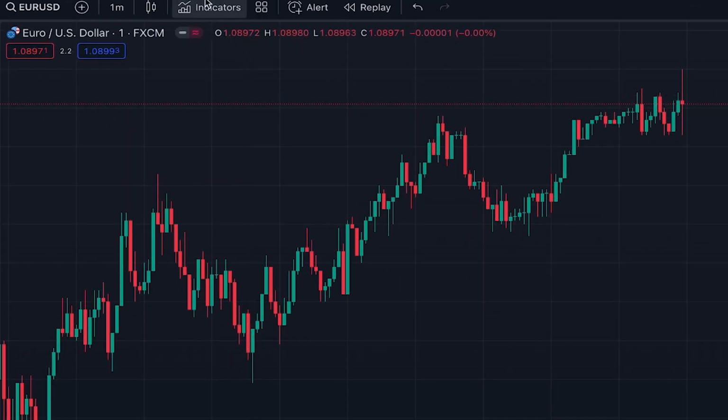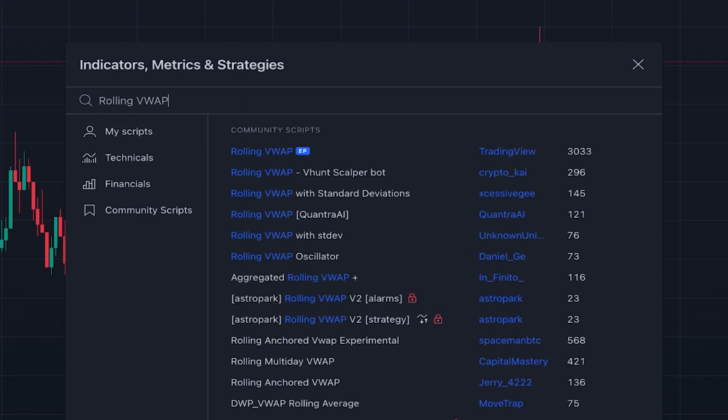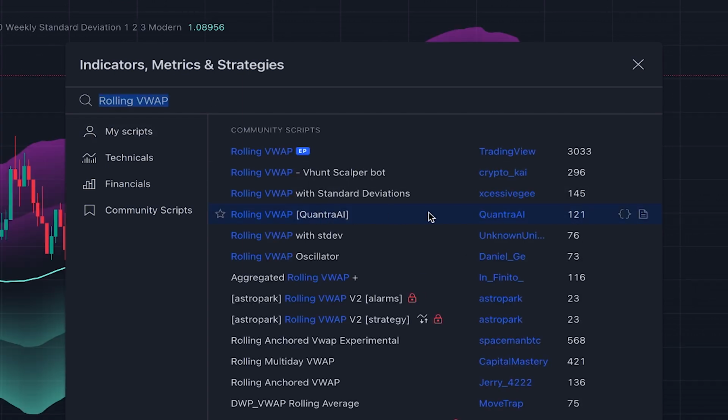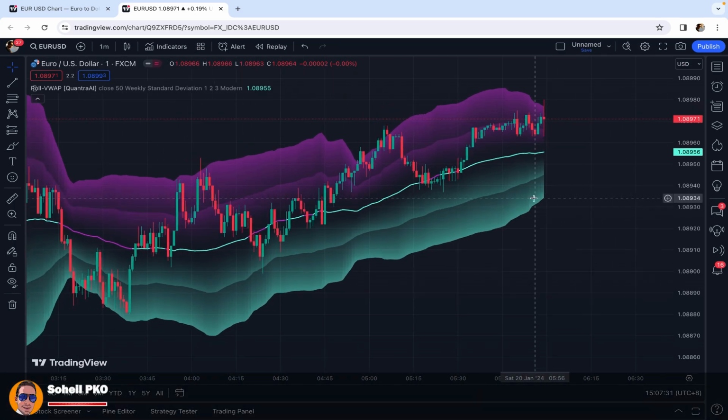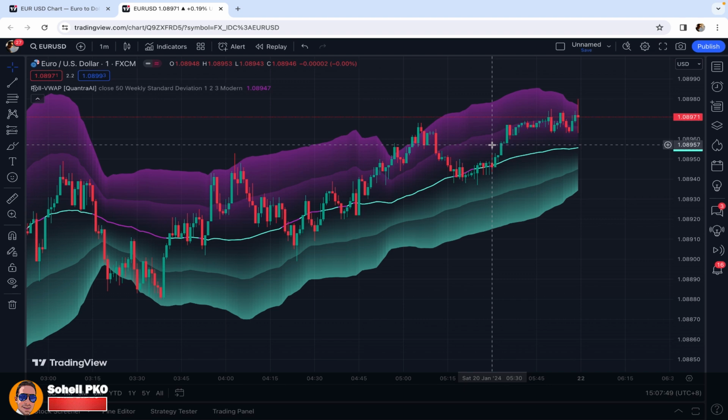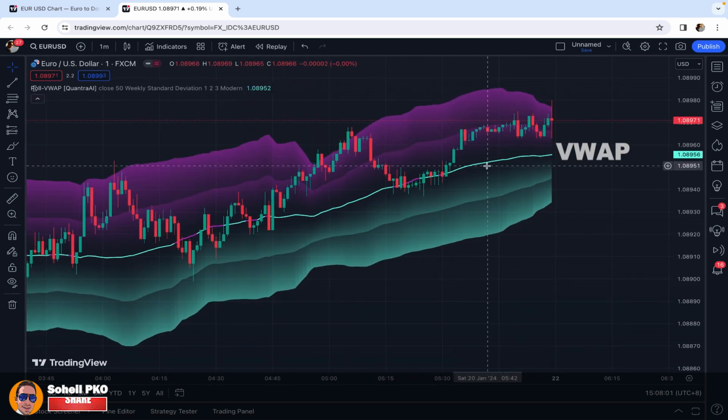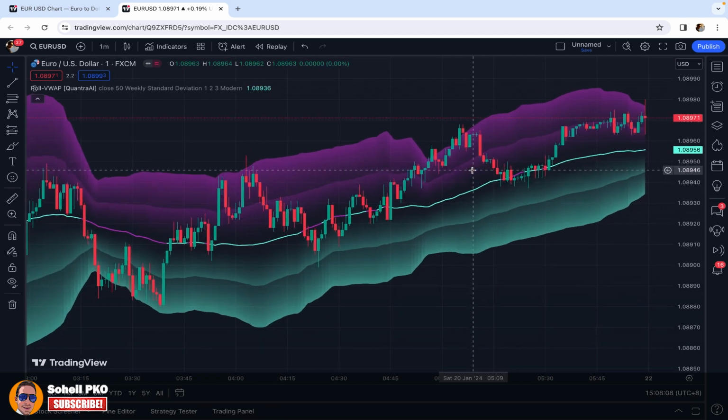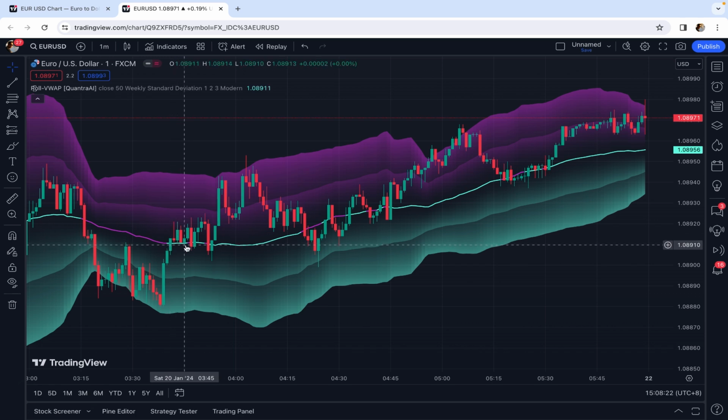Here we click on indicators and we search for rolling VWAP. We add this one, which is written by someone named Contra AI. Alright, as you can see, the indicator is overlaid on the price chart with a different appearance compared to the original VWAP. This middle line is our VWAP line, and as you can see, it changes color between blue and purple depending on how the candlesticks are crossing the line.